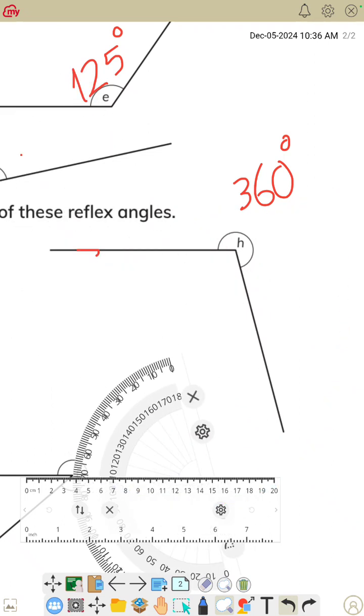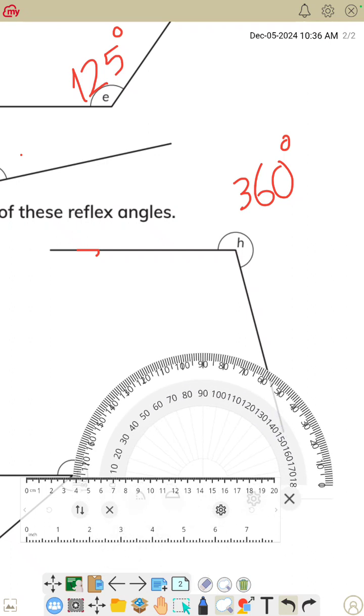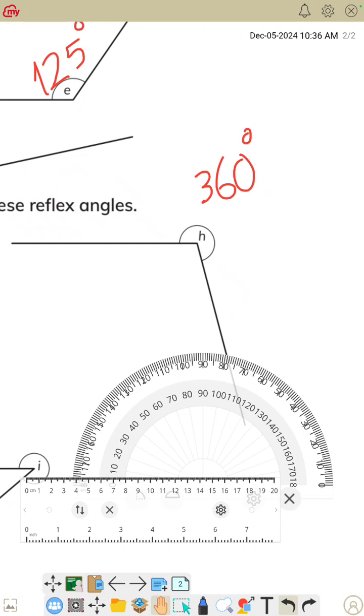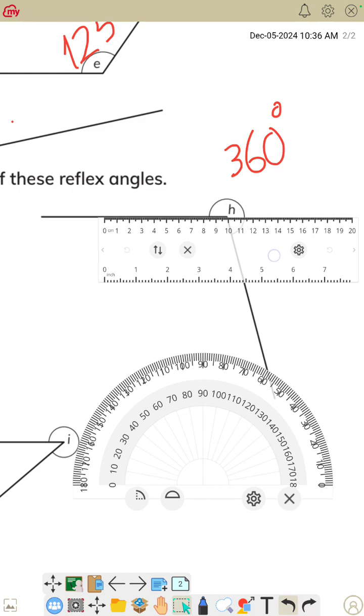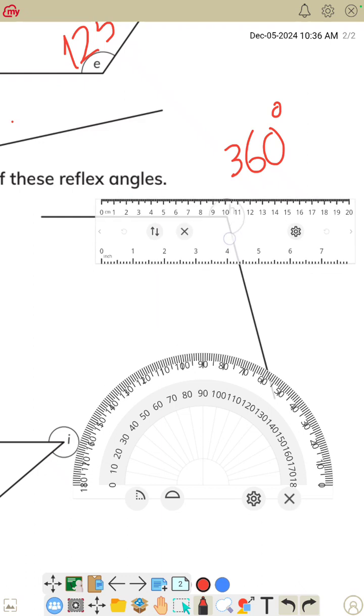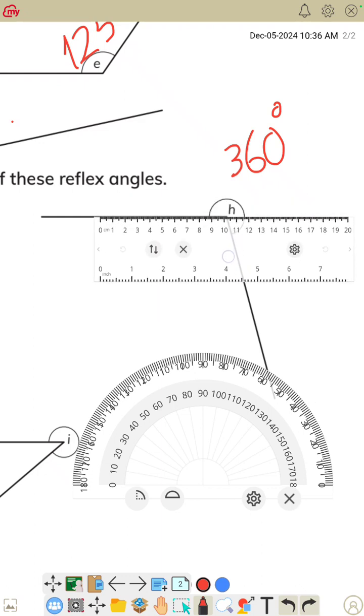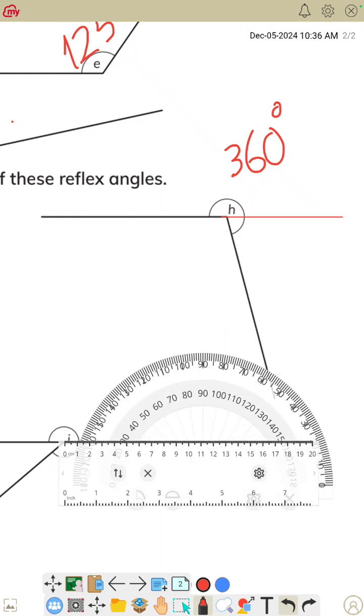Okay, there is another way to measure a reflex angle. As we said, the protractor can measure till 180, no more. So I'm going to use a ruler to complete one of the lines, like this one. I'm going to complete it because I know that a straight line is 180. Not like this one; the ruler should be a little bit higher than this.